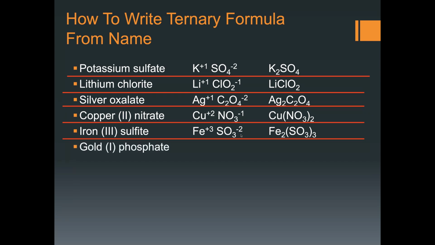Next example, gold 1 phosphate. Now, in this example, we'd be dropping and swapping a 1, which doesn't get written, so we don't need parentheses around the phosphate ion's formula.